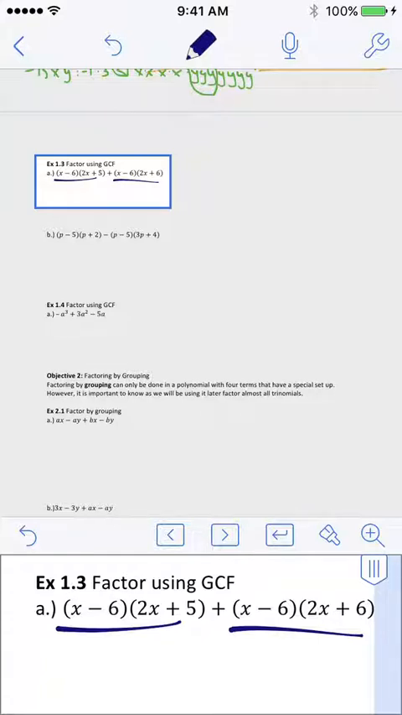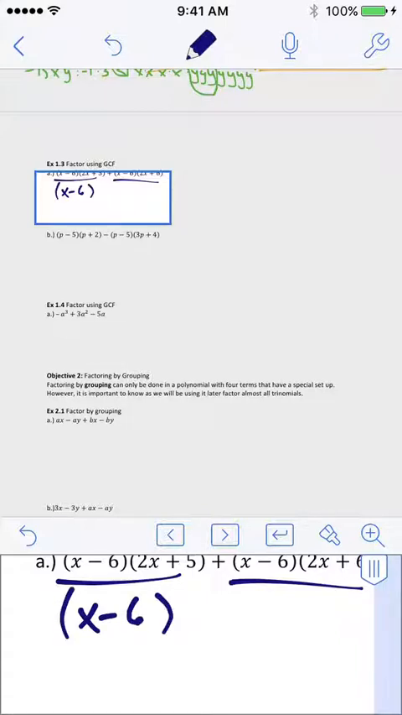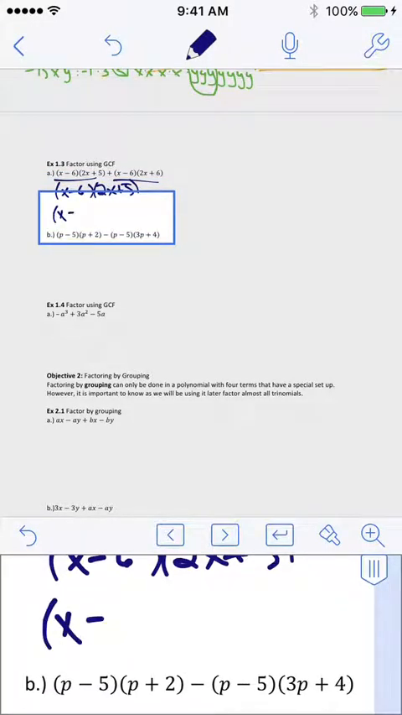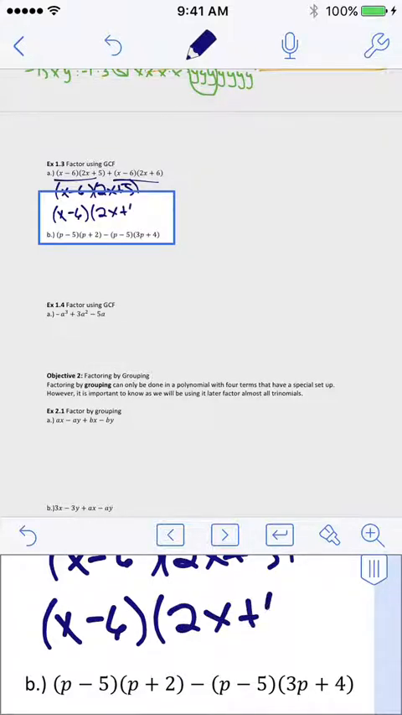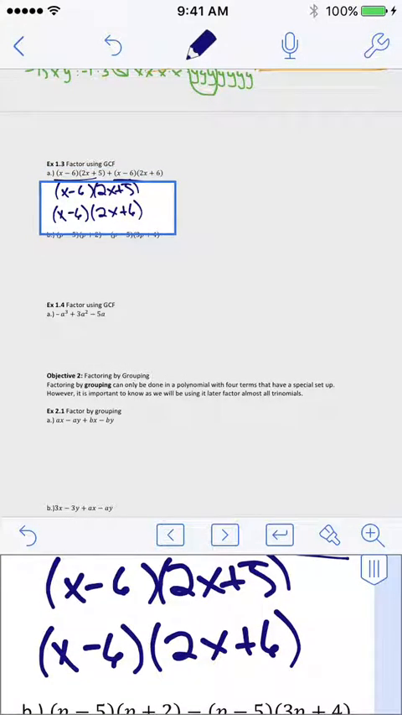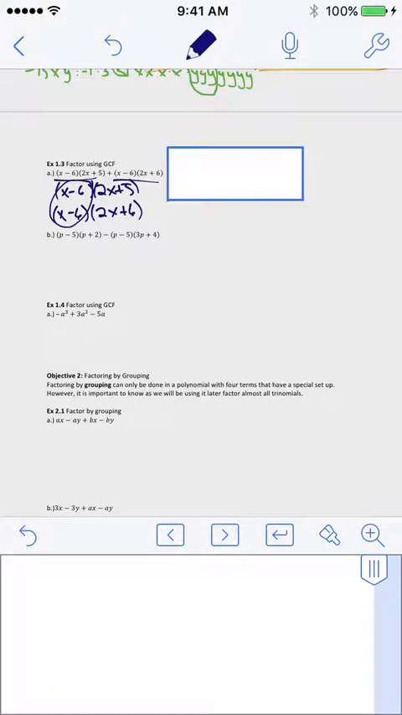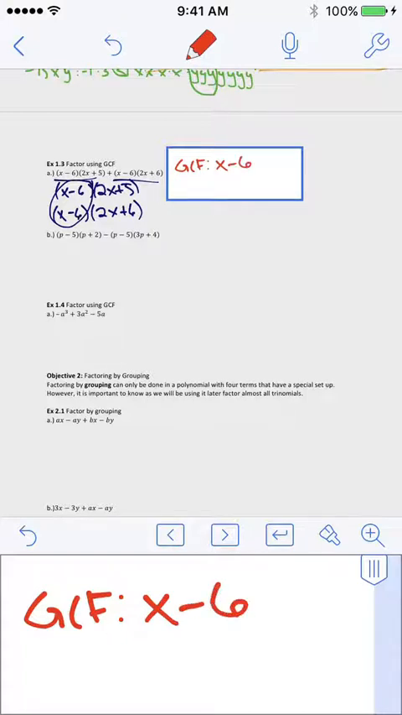But let's look at this, and let's pretend that these are both the prime factorizations. Let's pretend. So in this first one, I have x minus 6 and 2x plus 5. Let's consider this the same thing as 2 times x, or something like that. In the second one, I have x minus 6 and 2x plus 6, right? Considering that, what do they have in common? They have the first parentheses in common. That's what they have in common, right? Remember, GCF doesn't have to look like anything. In this case, it looks like an entire parentheses. So their GCF is x minus 6, a whole binomial.